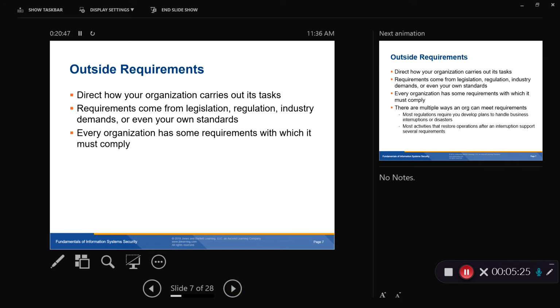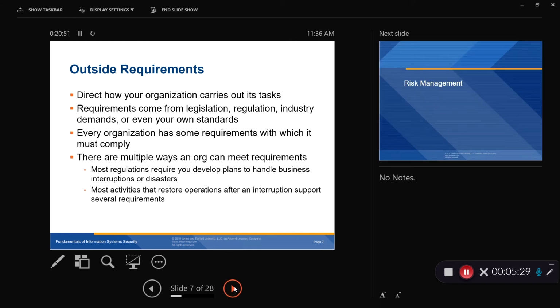Every organization has some requirements with which it must comply. There are multiple ways an organization can meet requirements. Most regulations require you to develop plans to handle business interruptions or disasters. Most activities that restore operations after an interruption support several different requirements.